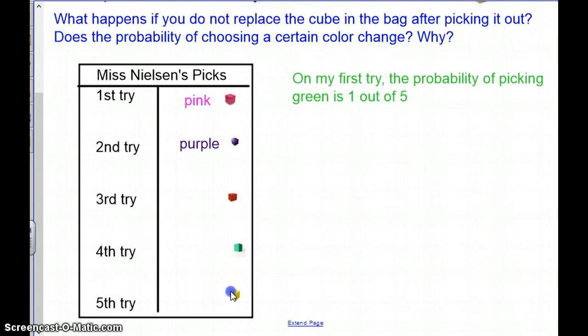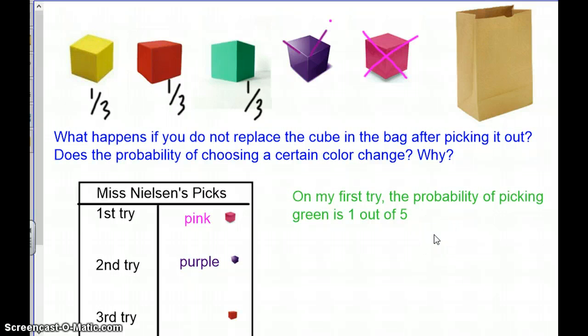So your outcome significantly changes if you're not putting the cubes back in the bag. So unlike a dice, which you cannot change, or unlike a coin, which you cannot change, it always has 2 sides, this type of random experiment is different, and you can affect the outcome.